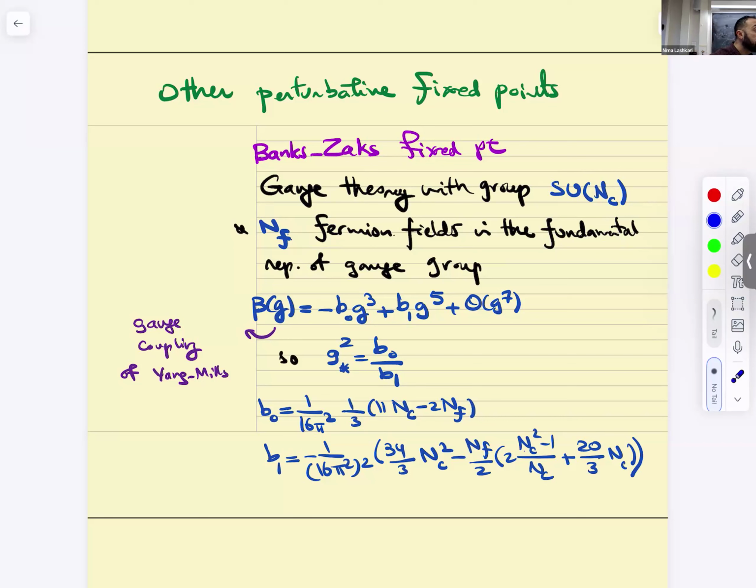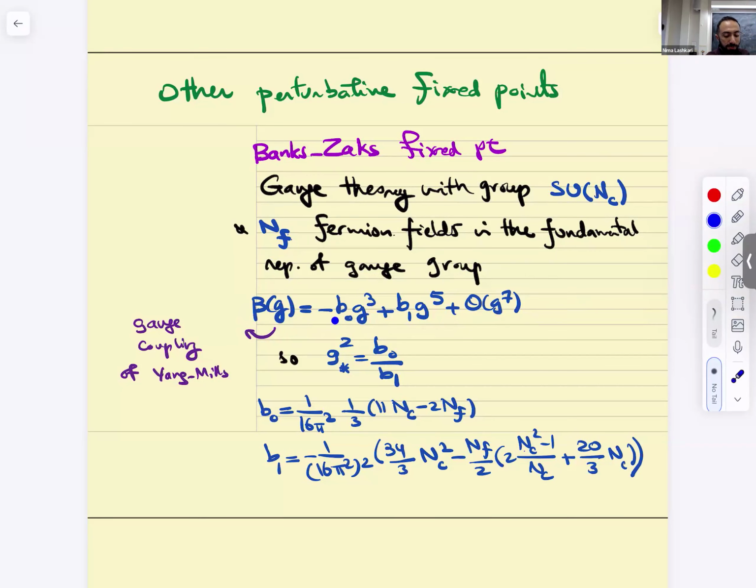I haven't told you how to calculate this, but you could calculate the beta function, and it comes out this way. What is G? G is the coupling of the super Yang-Mills. Do you remember how it was defined? 1 over G squared trace of F squared, right? So this is the beta function for G. It looks like this.